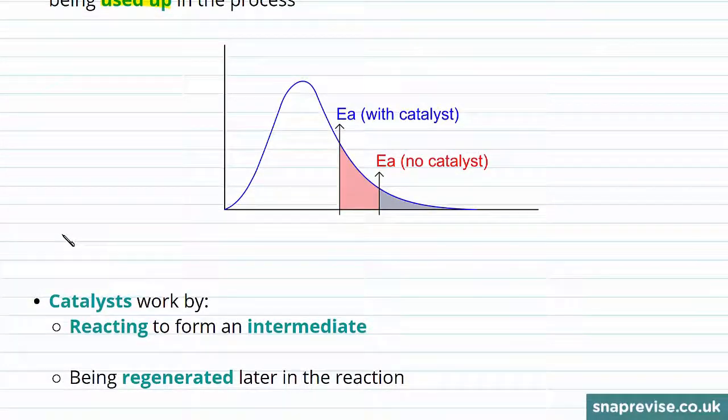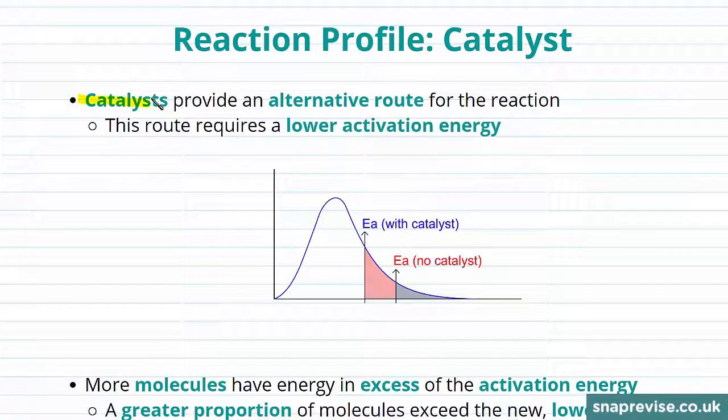Catalysts usually work by reacting to form an intermediate and are then regenerated later in the reaction. So here we have a reaction profile diagram showing the activation energy with our catalyst and that without our catalyst. So let's take a closer look at that now. Catalysts provide an alternative route for the reaction to take place through. This route requires a lower activation energy.